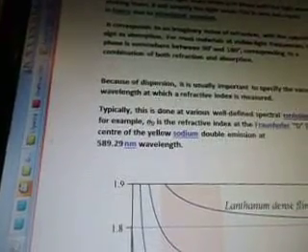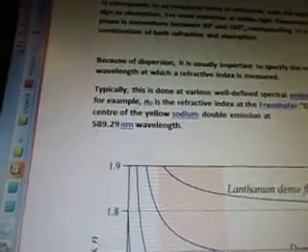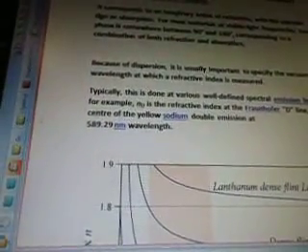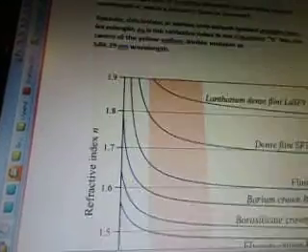Because of dispersion, it is usually important to specify the vacuum wavelength at which a refractive index is measured. Typically, this is done at various well-defined spectral emission lines. For example, nD is the refractive index at the Fraunhofer D line, the center of the yellow sodium double emission at 589.29 nm wavelength.